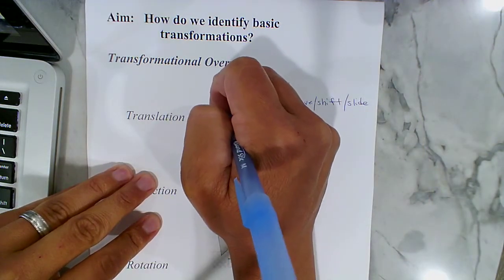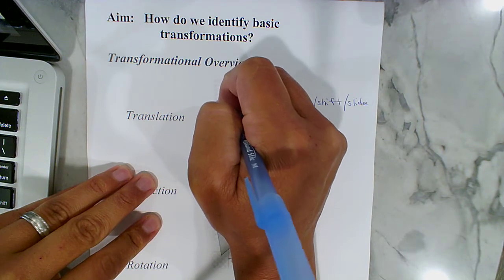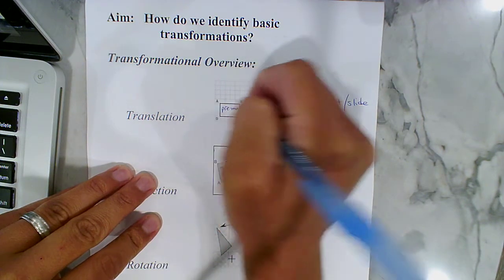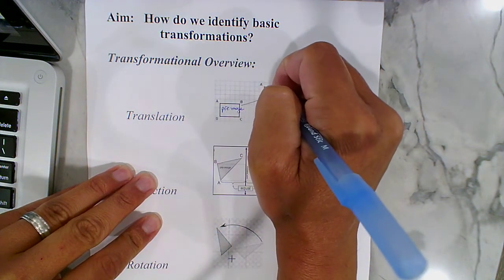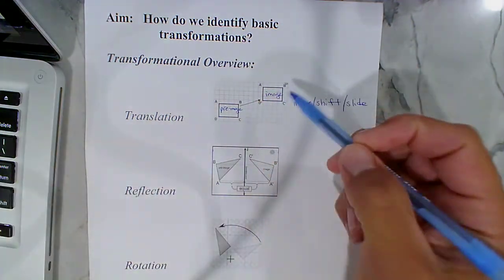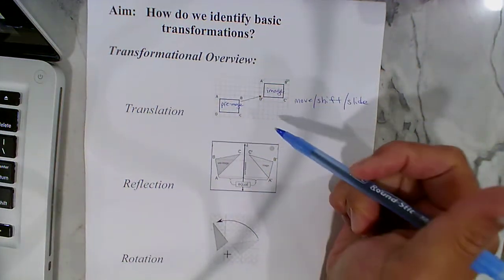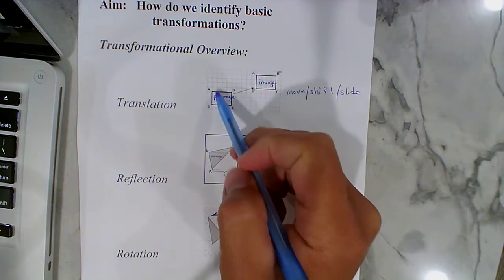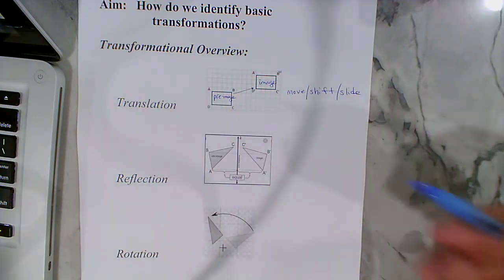So this was the pre-image, and this is your image. So pre, before, and image, after, sort of. So your pre-image slides over. It looks exactly the same. It's just in a different spot.